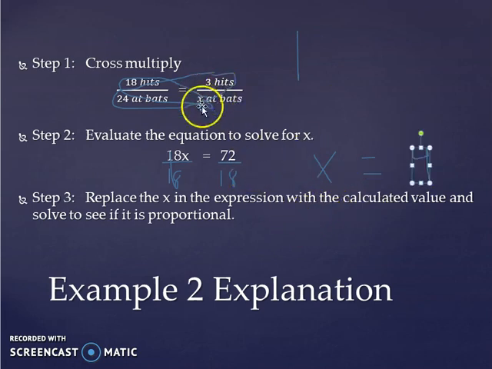So now we're going to replace it into our equation here. So now we have 18 hits at 24 at bats and 3 hits at 4 at bats. So you're going to do your cross multiplication. We already know that 24 times 3 equals 72. And now we also know that 4 times 18 equals 72 as well. So we do have a proportional set of ratios here.